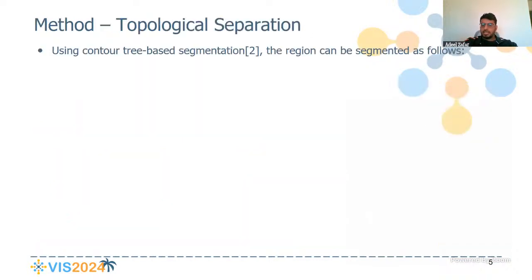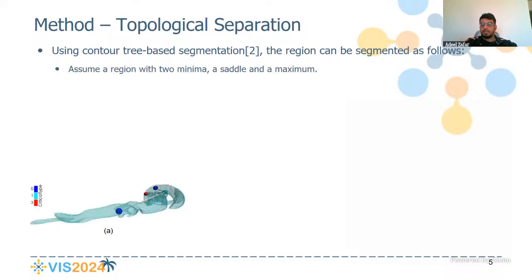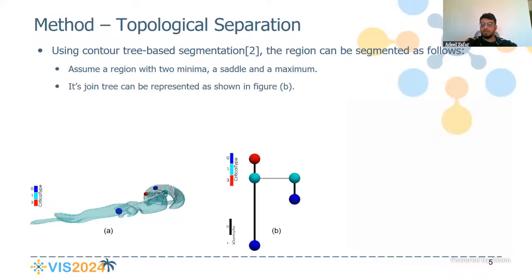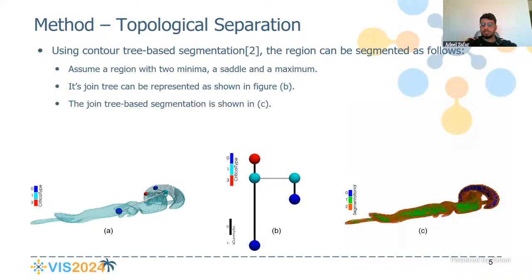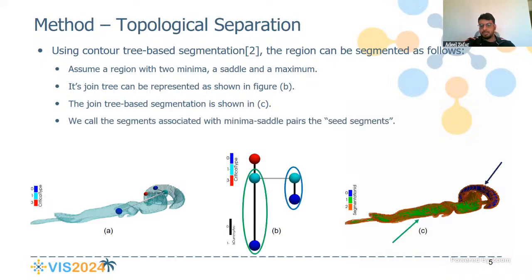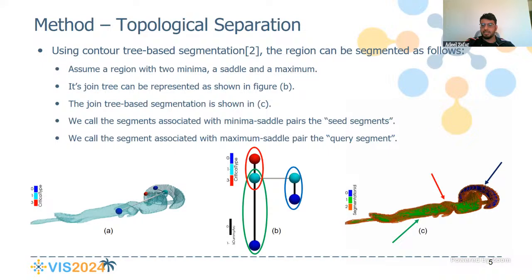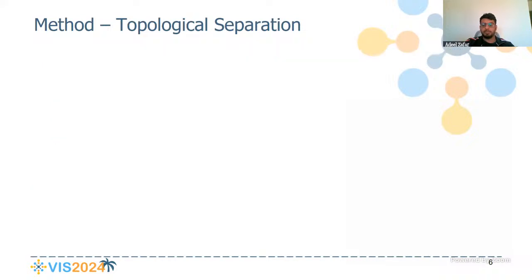Using contour tree-based segmentation, a vortical region can be separated as follows. Assume a region that has been simplified in such a way that it only contains two minima, a saddle, and a maximum. The corresponding merge tree of such a region is shown in figure B. Based on this merge tree, the corresponding segmentation is shown in C. For understanding purposes, we call the segments associated with the minima-saddle pairs the seed segments, and we call the segments associated with the saddle-maximum pair the Curie segments.